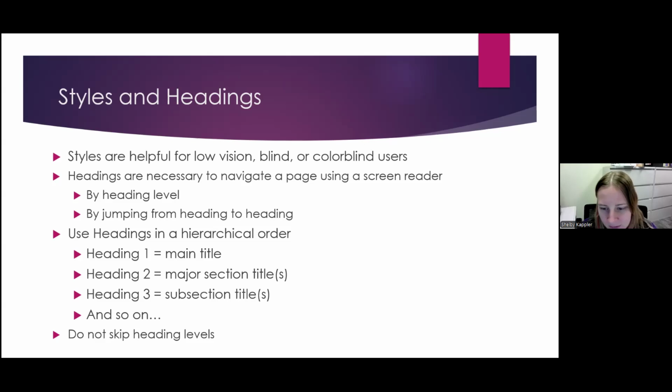It seems like common sense, but I'll mention it anyway, that you want to use headings in order. Heading level 1 is going to be your main title. Heading level 2 will be a major section header. And heading number 3 is going to be your subsection titles. I believe they do offer up to 6 heading levels, although typically just 1 through 3 are used, and you want to keep those headings in order.